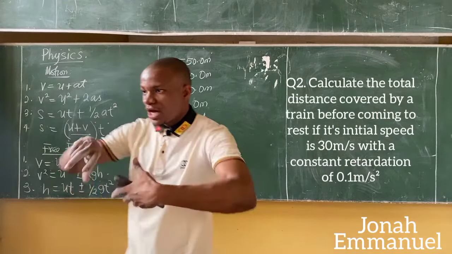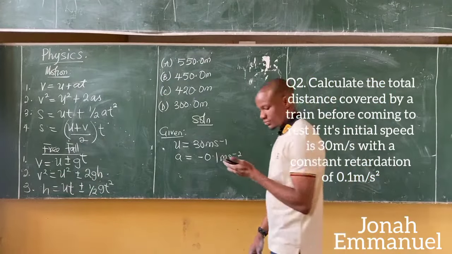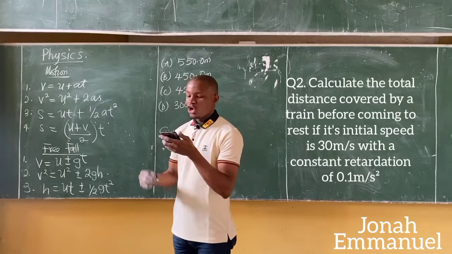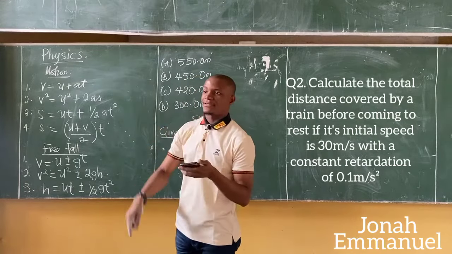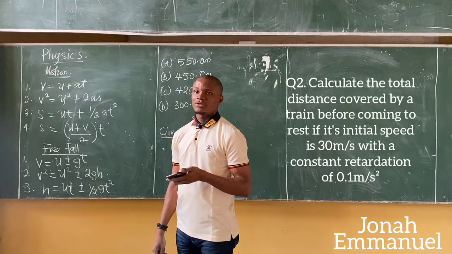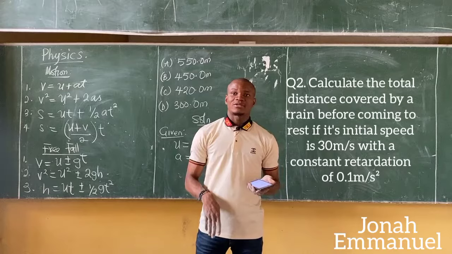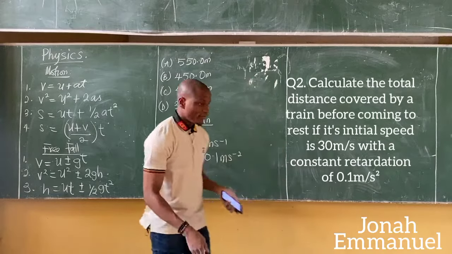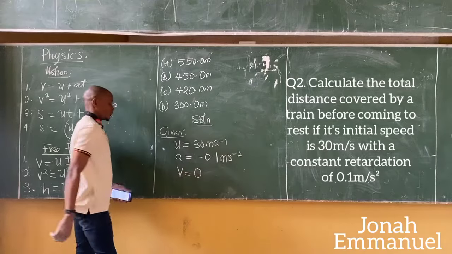What else can I pick out from my question? You say calculate total distance covered by a train before coming to rest. When the body comes to rest, what's V? Zero. So before coming to rest, that means V is equal to zero.